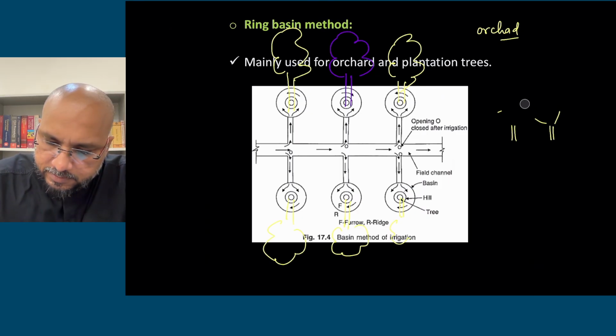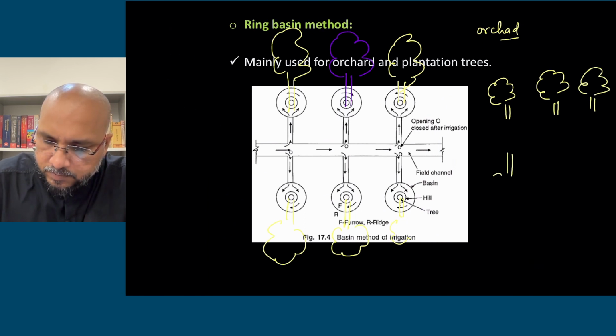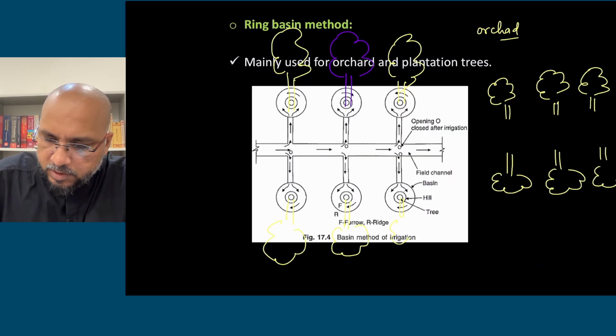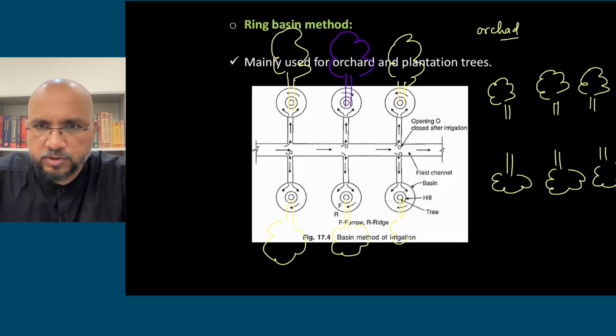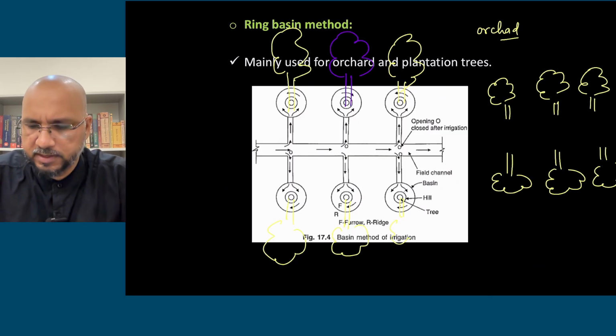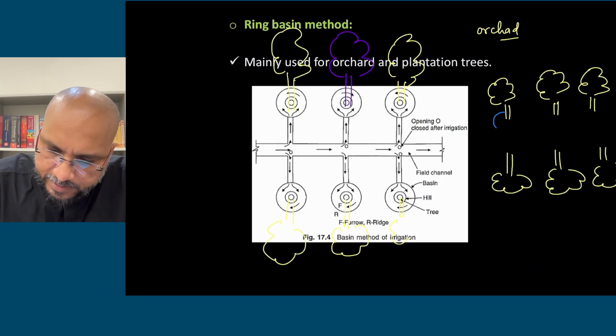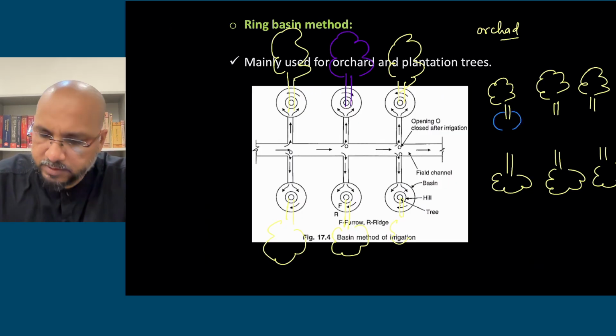Let me draw it again. So in orchard, the trees or the plantation crop will have a minimum spacing, so 6 into 6, 10 into 10, depending upon the crop. Now here, this ring is around your tree.